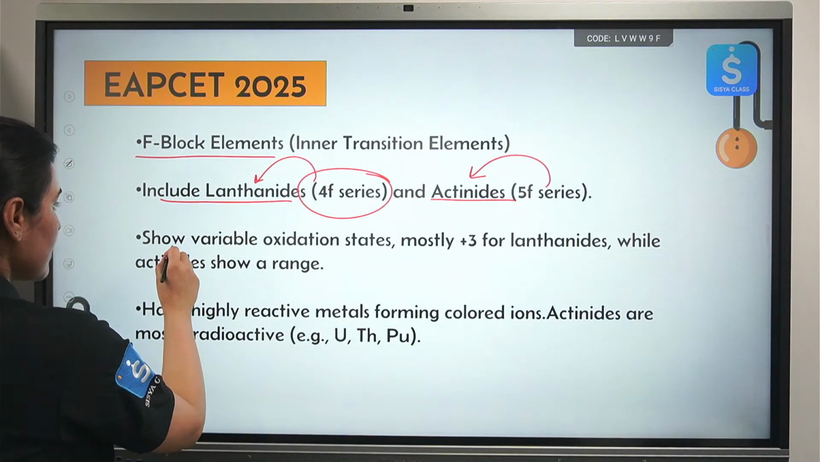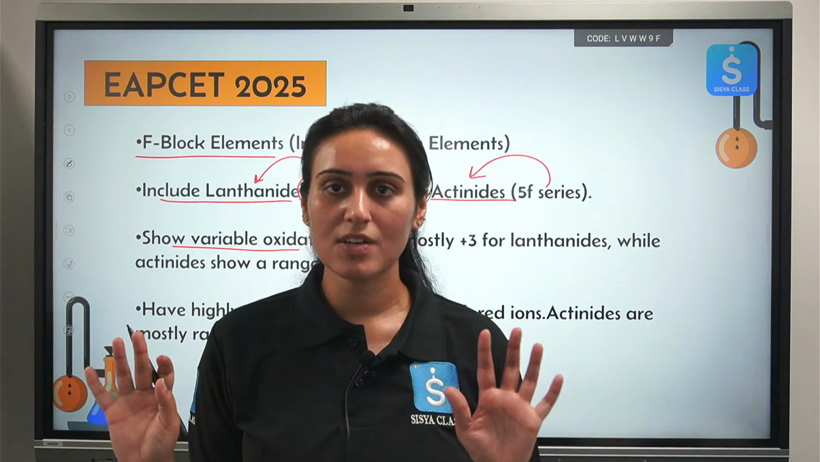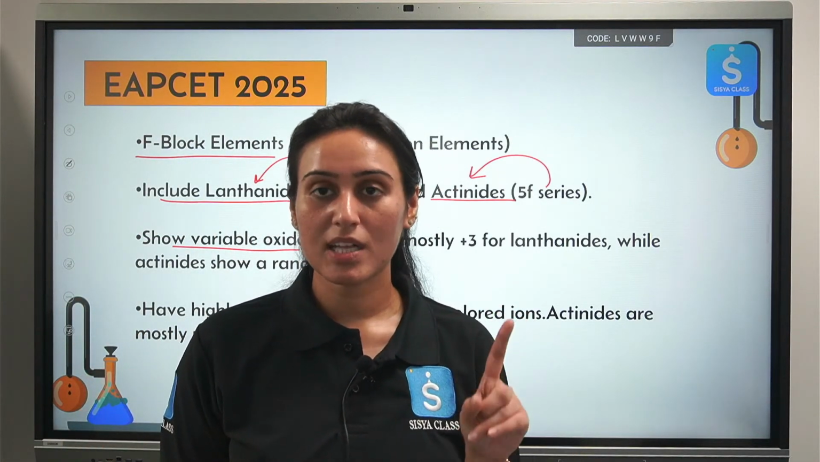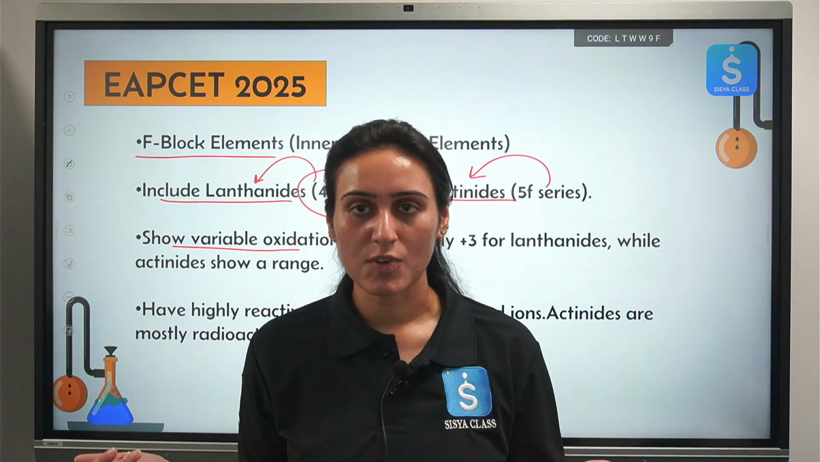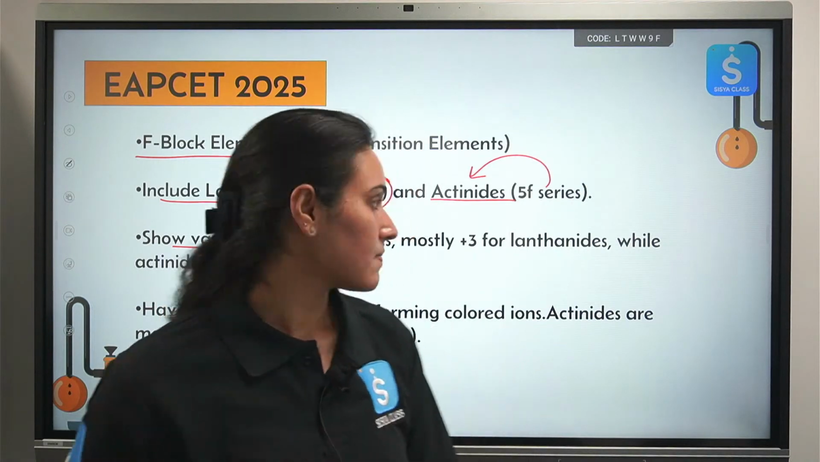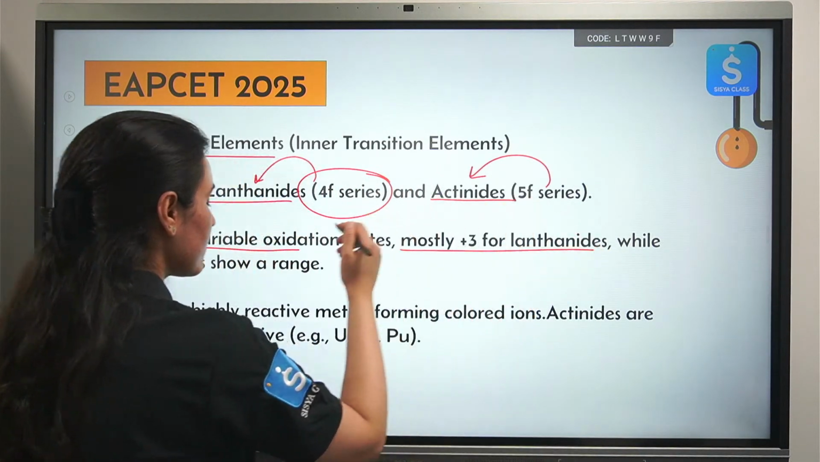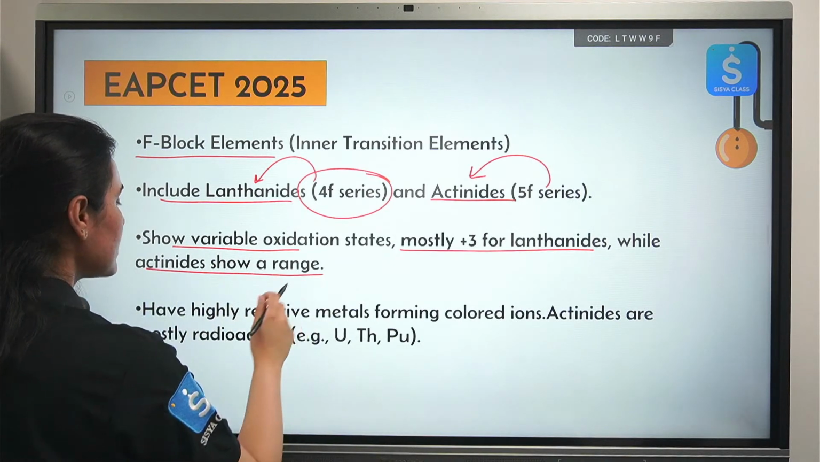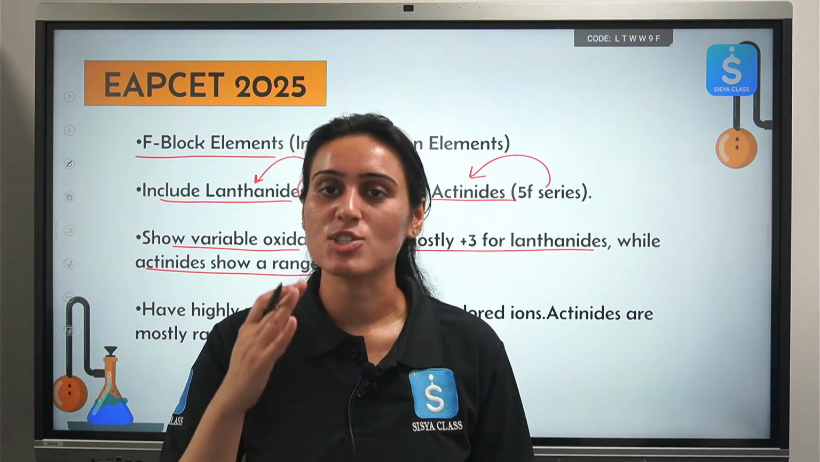Okay. These also show variable oxidation state just like your D block elements, right? In D block elements also we have said that they will show variable oxidation state, a variety of oxidation states. In here also something similar we will see. Okay. Mostly +3 oxidation state is stable for lanthanides, while your actinides will show a variety range of oxidation states.